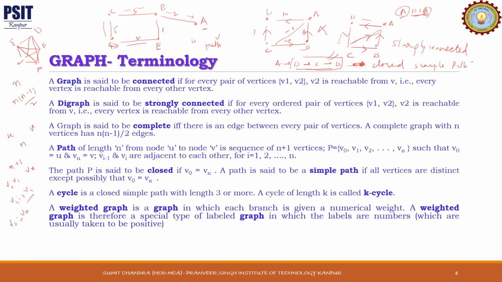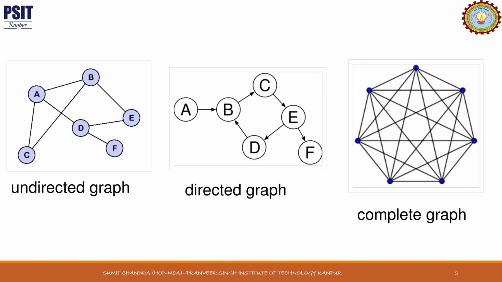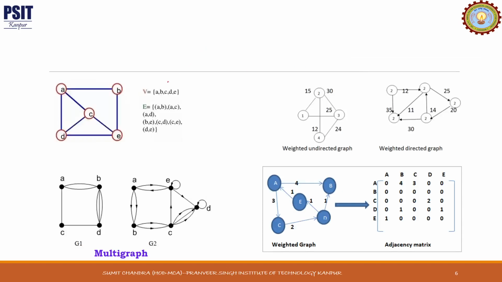Now what are the applications of graphs? Like finding the shortest path between two cities, or finding the shortest path between a number of cities, or airplane navigation. These are some examples. You can see an example of an undirected graph, an example of a directed graph, an example of a complete graph, in which between every pair of vertices we are having an edge. So again, this is an example of a graph. This is the vertex set, this is the edge set. This is a weighted undirected graph, this is a weighted directed graph. This is a multigraph. It is having parallel edges. This is also a multigraph, with parallel edges and a self loop.